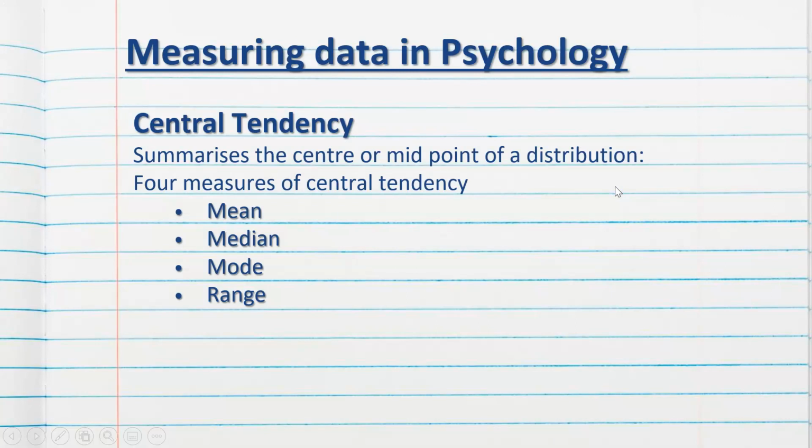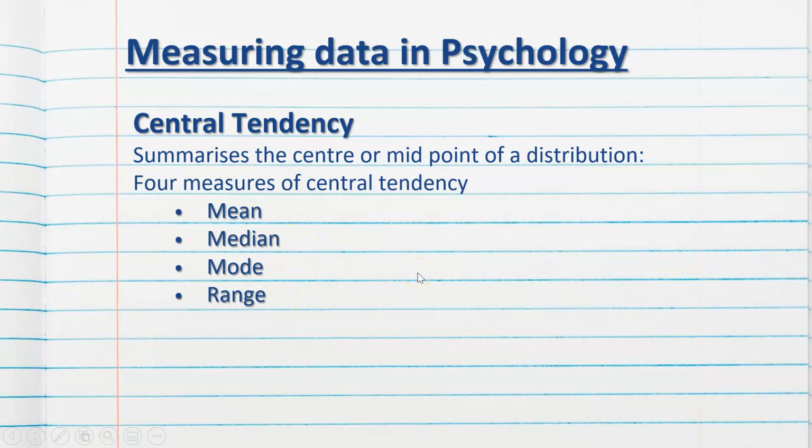But before we do any of that, we have to obviously go through the process of what we call central tendency. So central tendency summarizes the center or midpoint of a distribution. And we use the four main measures of central tendency in psychology at year 11 level. So we always calculate the mean, the median, the mode, and the range.